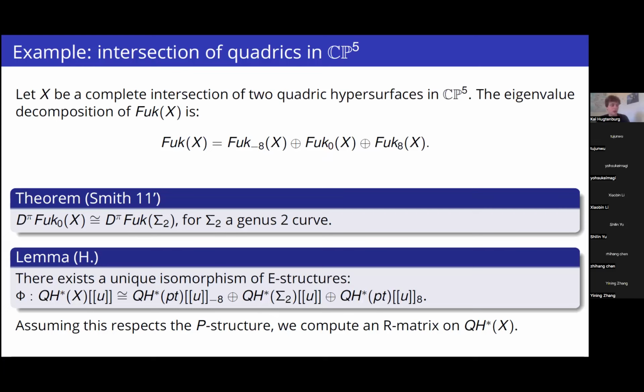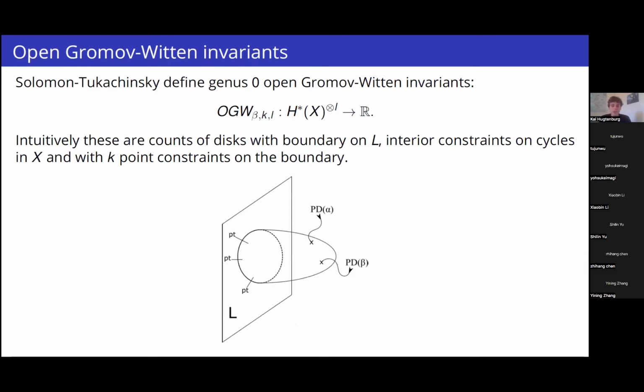Okay, then in the last couple of minutes, let me say something about work in progress regarding open Gromov-Witten invariants. These were defined by many people, but I will use the definition by Solomon and Tukachinsky, and they define genus 0 open Gromov-Witten invariants. And what are these going to be? Well, in general, this is just going to be counts of disks with interior constraints on this disk. So it's this with boundary on the Lagrangian, and there are interior constraints along cohomology classes on X.